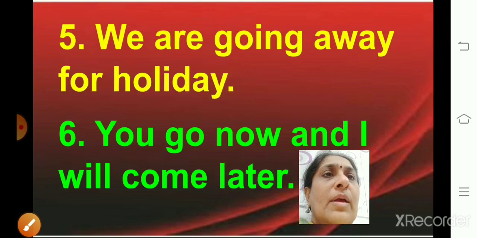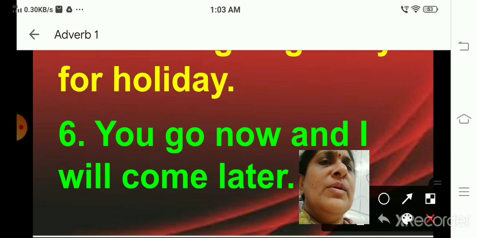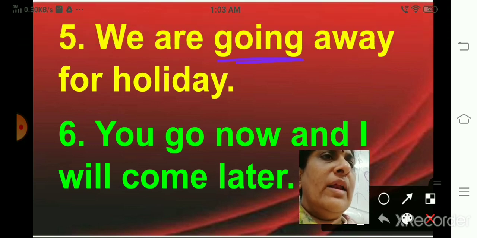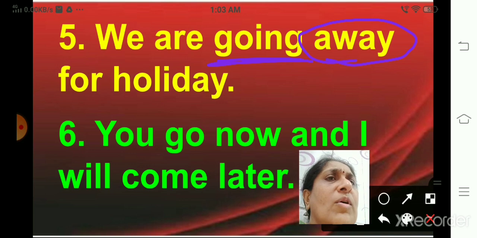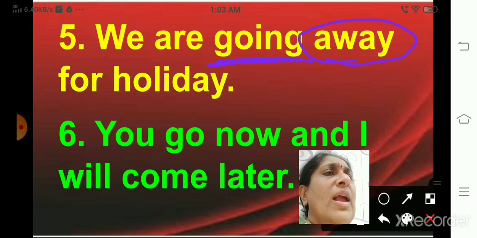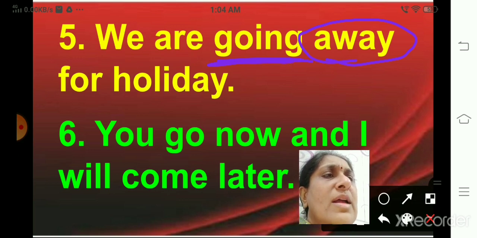Next. We are going away for holiday. Where are you going? What is the verb here? Going. Correct. Where are you going? You are going away. So away is the adverb. Where are we going? We are going away for holiday. So going is the verb and away is the adverb.